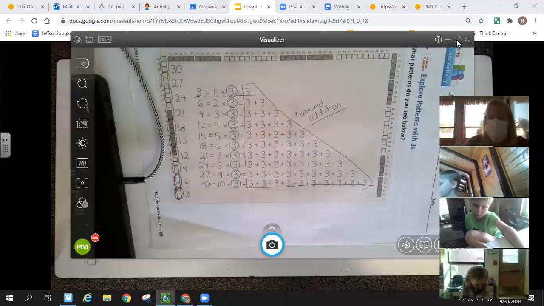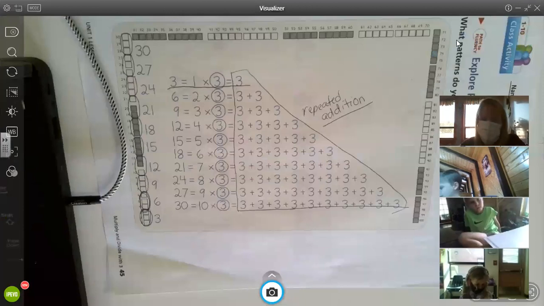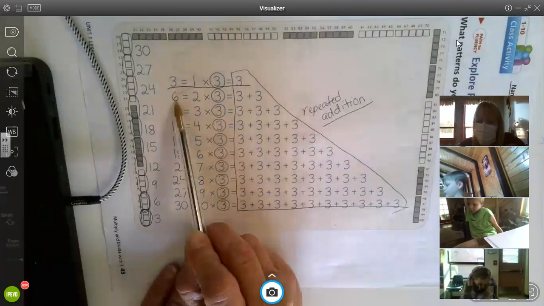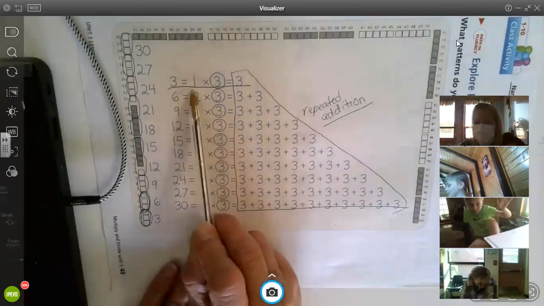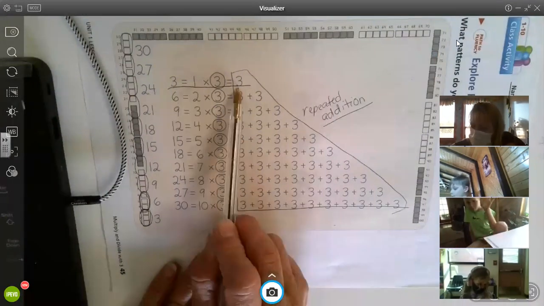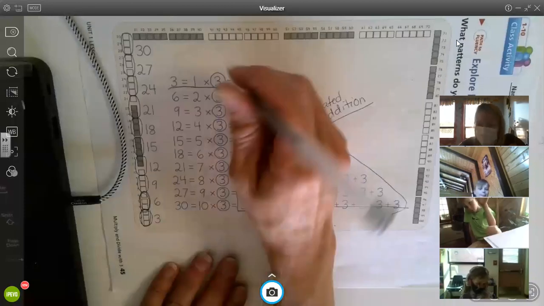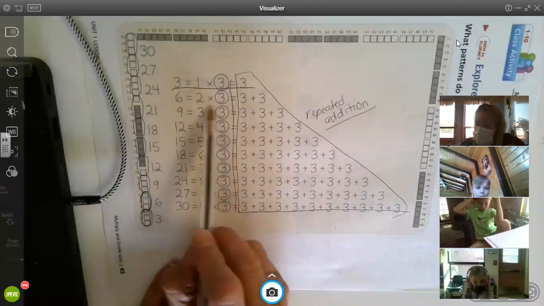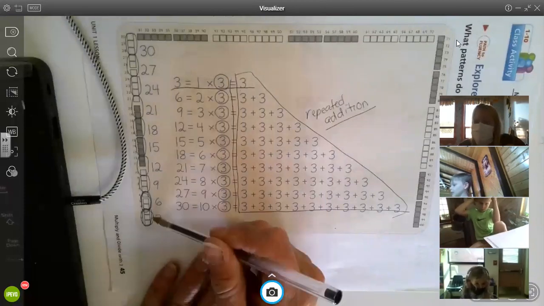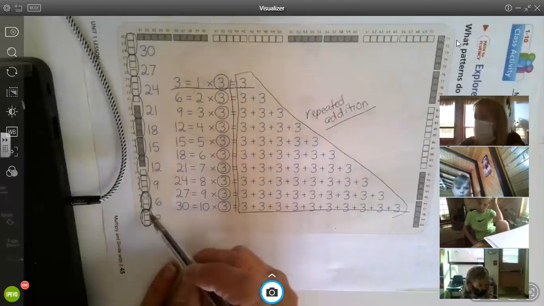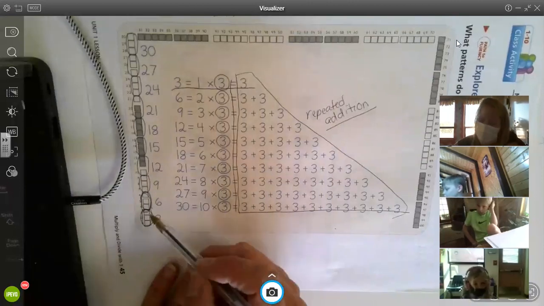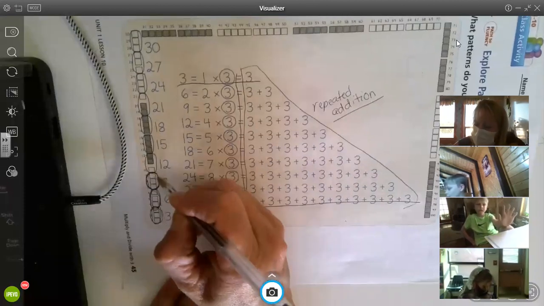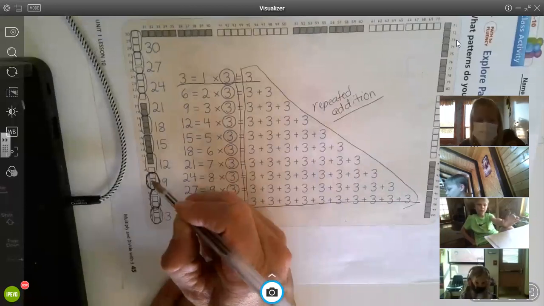And again, I don't want you to write all these additions. Don't write those. You just need to write the multiplication. 3 equals 1 times 3. So don't worry about this equal sign. 6 equals 2 times 3. Because now we have 2 equal groups of 3. And I say equal because multiplication is repeated addition. Then we're going to look at your third group of 3. Notice you're counting 1, 2, 3 every time.